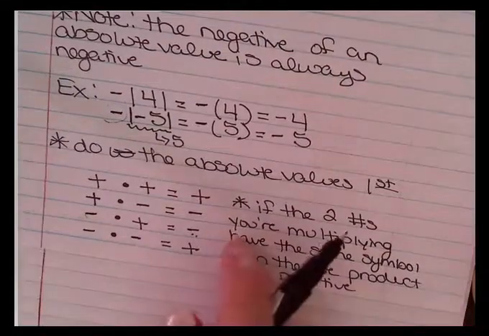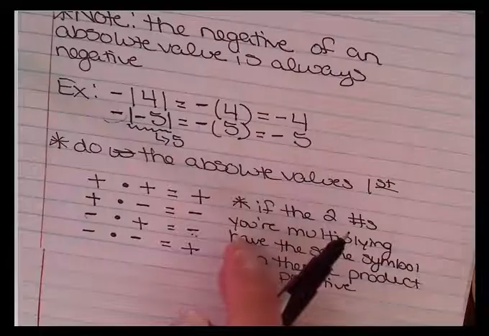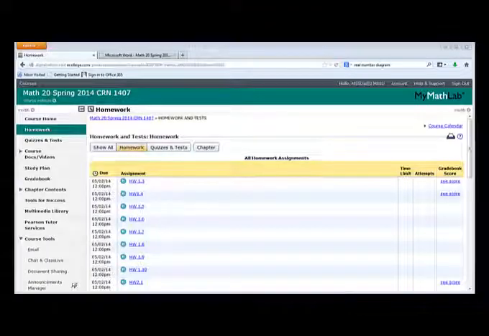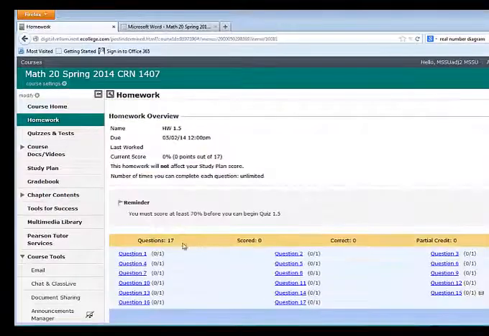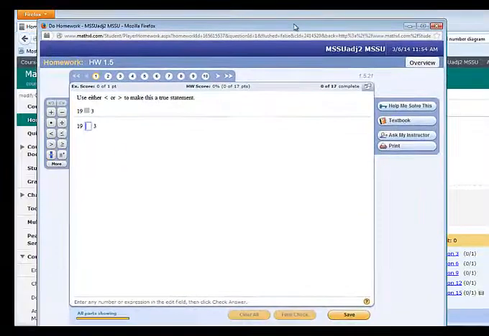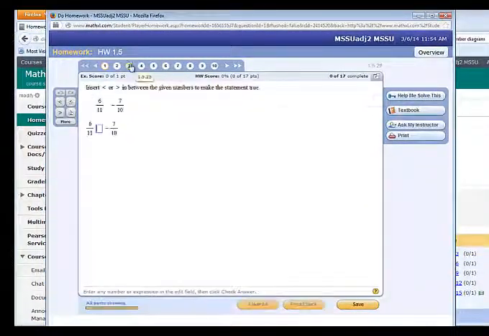That's really the end of the notes, so let's move on to do some of the homework. Okay, so now let's pull open the homework for section 1.5 and let's work a few of the problems. So I'm going to skip some of the earlier ones and try and find a few of the harder problems.